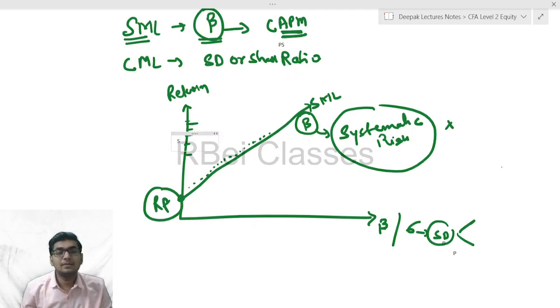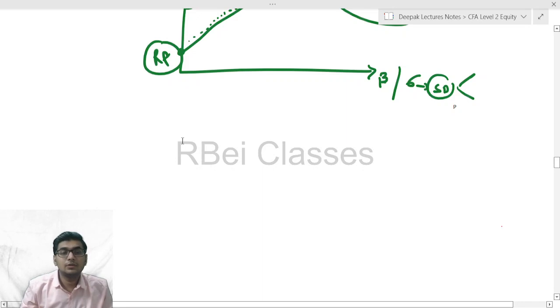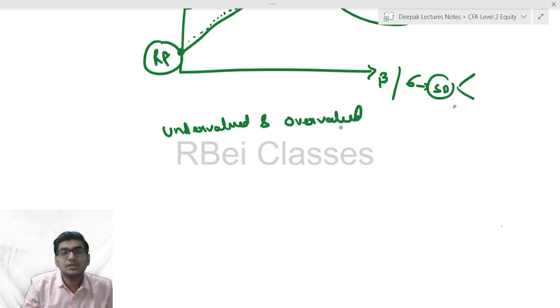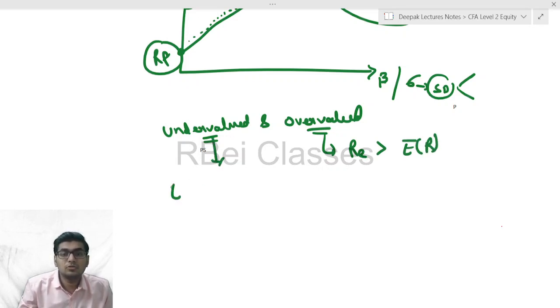Now in the exam they can play games with you on the concept of undervalued and overvalued securities. So what are overvalued securities? Those whose required rate of return is greater than the expected return. Undervalued stocks are those whose expected return is greater than the required rate of return.